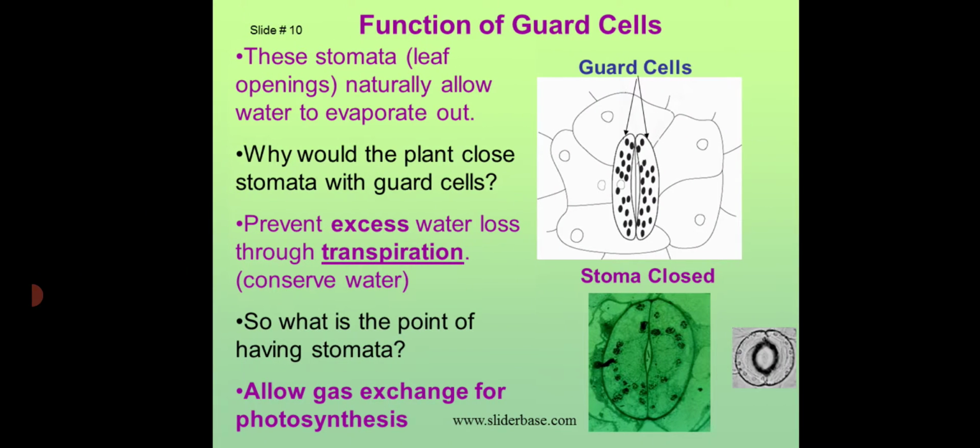Function of guard cells. These stoma, these are leaf openings, naturally allow water to evaporate out. Okay. Why would the plant close stomata with guard cells? To prevent excess water loss through transpiration, guard cells help to conserve water. They close. So what is the point of having stomata? These stomata allow gas exchange for photosynthesis.